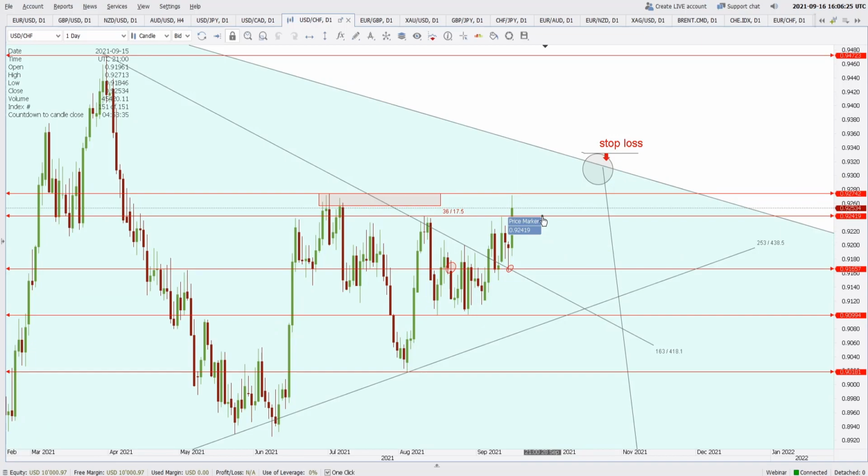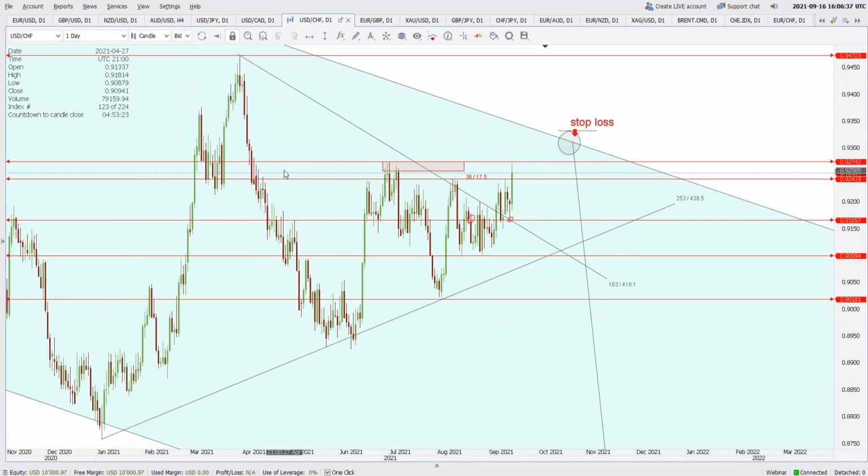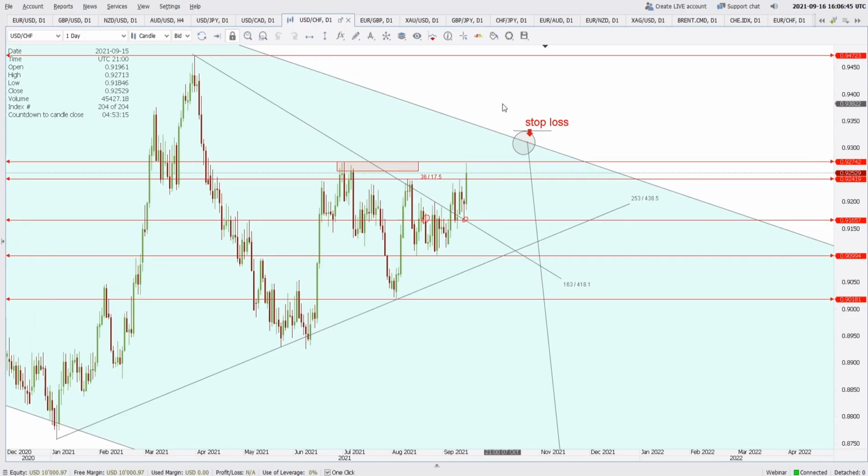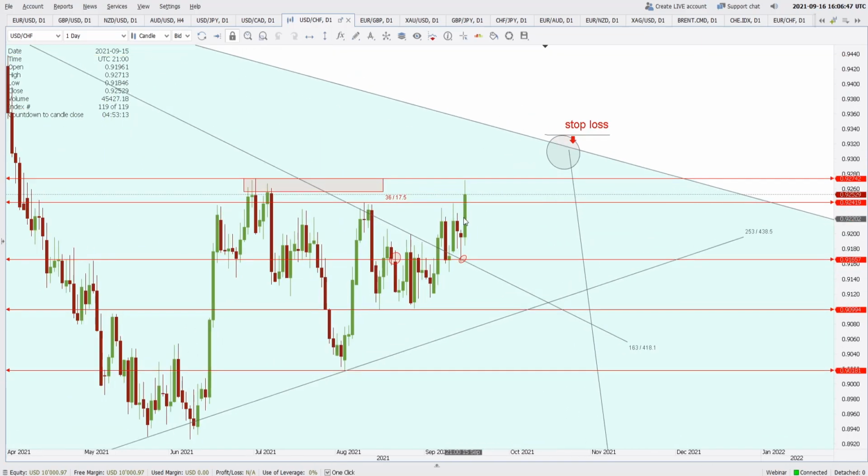Or if it breaks and closes higher than 0.9274, we can expect the price to meet this falling channel resistance line, and if that is broken, then 0.9472 will be exposed, as there is no resistance on the way up, but only this dynamic resistance of the falling channel. On the contrary, if we see the price going down, then we need to see a close below 0.9241 for 0.9165 to be tested again.